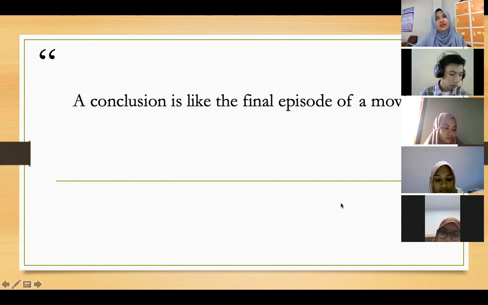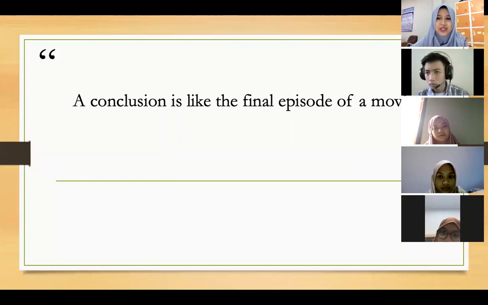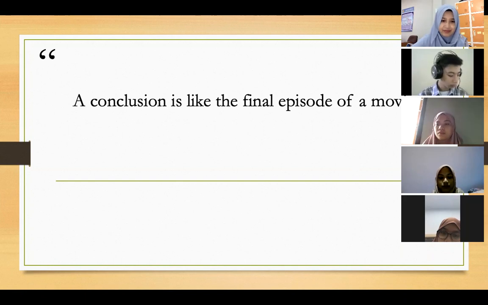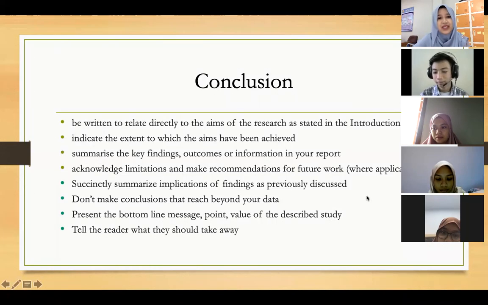So a conclusion, if you are the big fan of watching movies, a conclusion is like the final episode of a movie. Something that everyone is looking for. When we watch something, we're looking for the ending of it. What happened to the ending? Does it have a happy ending? So in scientific paper, this conclusion is like that final episode of the movie. So what do we write in conclusion?